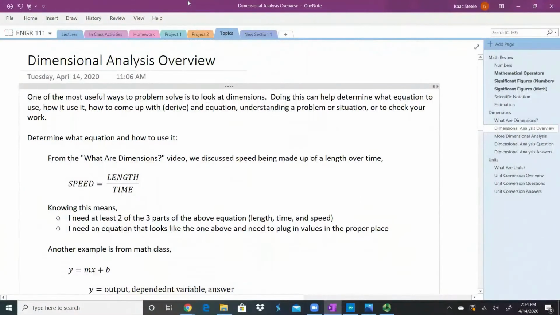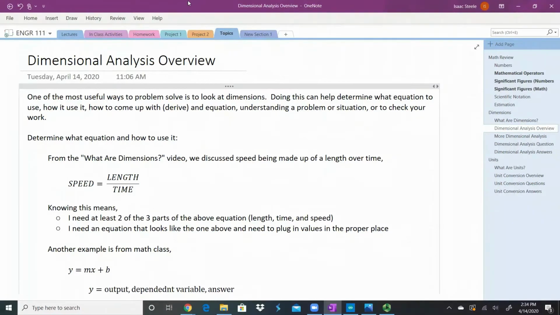One of the most important and useful things that you can do in your engineering and science classes is to do a dimensional analysis. It can help us really understand a problem. It can help us understand what an equation looks like, how to use it, how to come up with an equation. It can help us understand the problem or the situation. It can help us understand whether our answer is correct or to check our work as well.